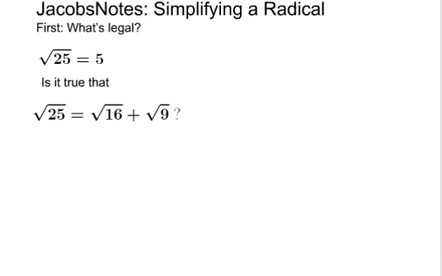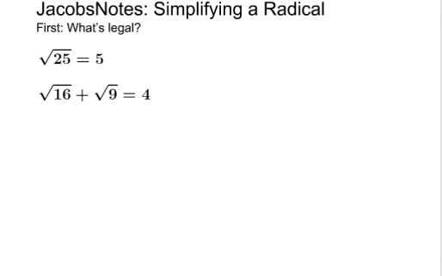Is this statement true? Well, what is the square root of 16? The square root of 16 is the number 4. What is the square root of 9? The square root of 9 is the number 3. So the square root of 16 plus the square root of 9 is 4 plus 3, which is 7. This is a problem because 7 is different than 5.